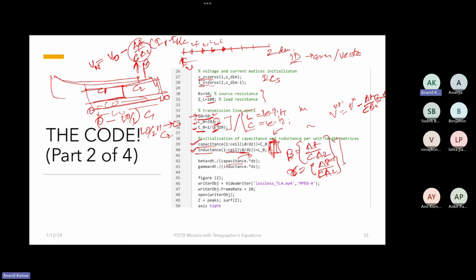For example, if you want to model a transmission line having Z naught, and then Z1, Z2, Z3, and then there is a source over here, and then there is a load over here as ZL and R naught. So you can do this inside this code. You just need to put capacitance values at different C0, L0 values, C1, L1 values. You can do this inside this code itself.